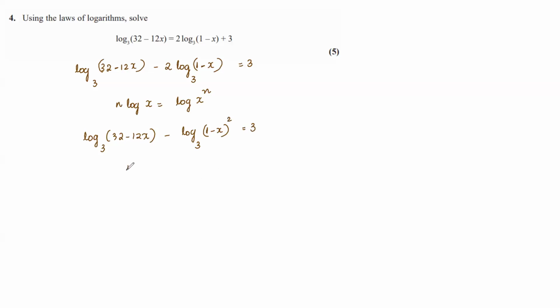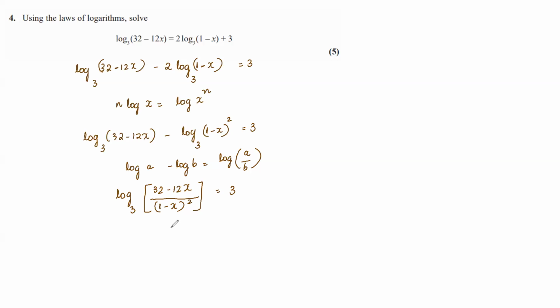Now this is in the form of log a minus log b, which we know can be written as log a over b. So this can be written as log of (32 minus 12x) divided by (1 minus x) the whole square, to the base 3, is equal to 3.